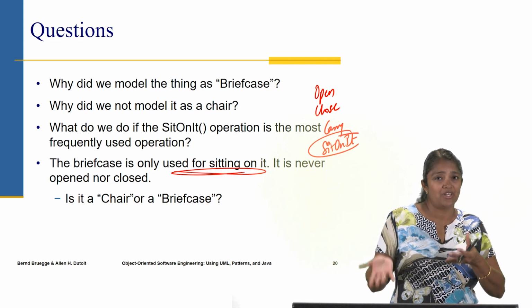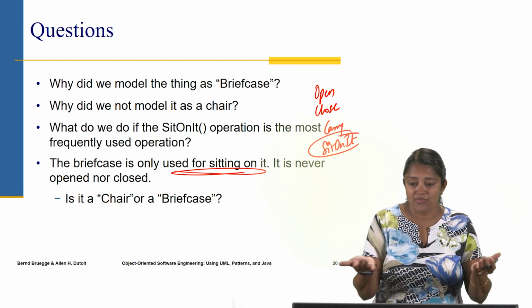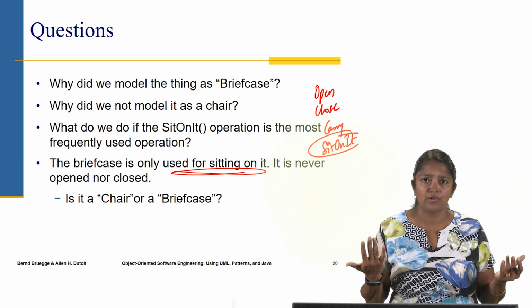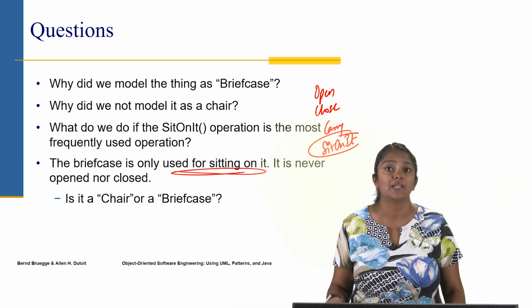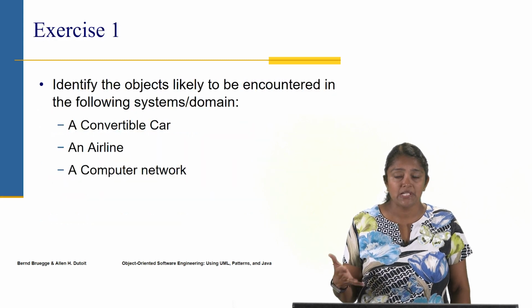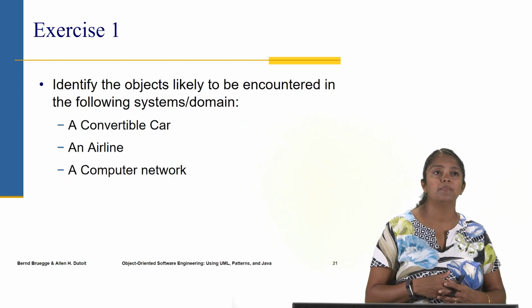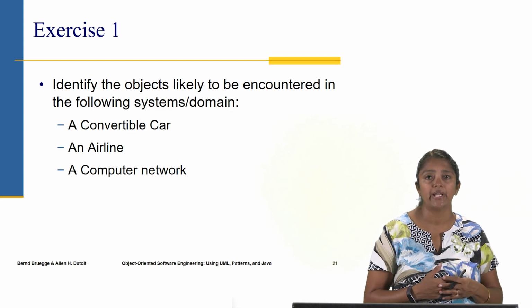Maybe it should be a chair, because you typically sit on a chair, and we've just found out that this object can never be opened or closed. We're not going to use that functionality. So the moment we find that it's a modeling mistake, we want to fix it. We make sure we fix our modeling mistakes as soon as we find them.